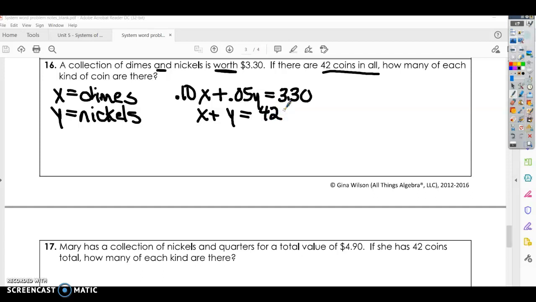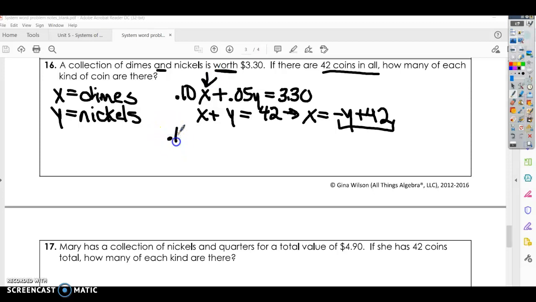Alright, so we can use substitution or elimination. I think it's going to be easiest to do substitution because we can solve for X or Y here real quick. So I'm going to say X equals, I'm going to subtract Y to the other side, so negative Y plus 42. So this equals X. So I'm going to bring it to my other equation and plug it in.